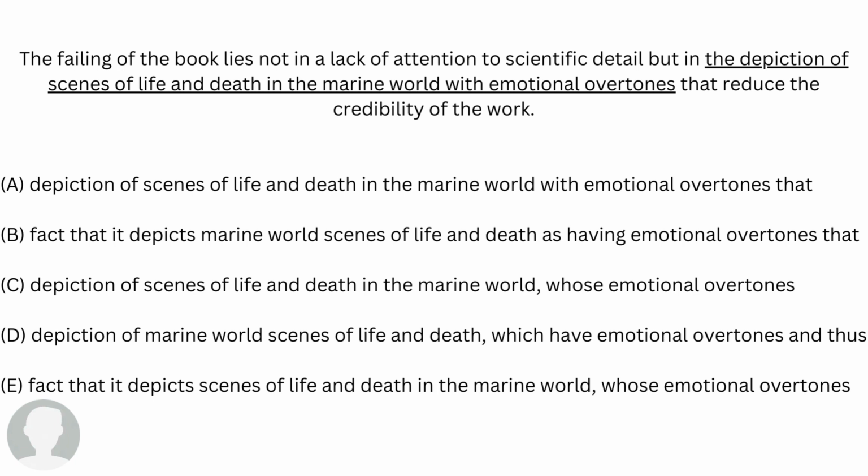So the failing of the book lies not in a lack of attention to scientific detail, but in the depiction of the scenes of life and death in the marine world with emotional overtones that reduce the credibility of the work. There are two to three grammatical observations which you should make in this particular sentence.